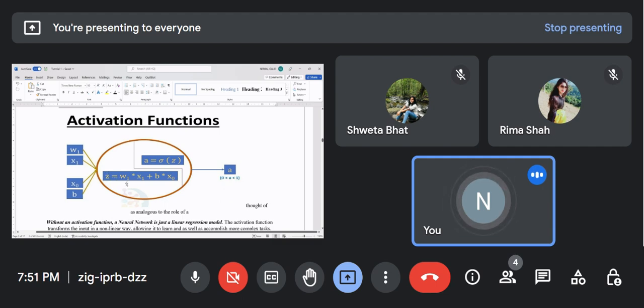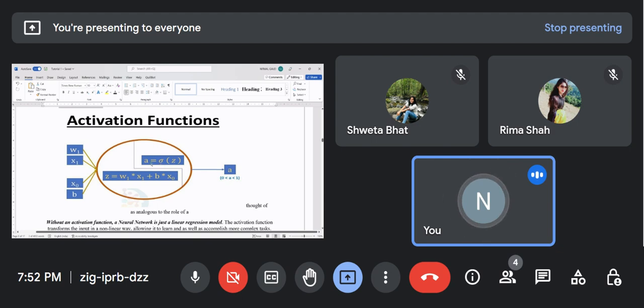As I told, w1 x1 is given as an input, so w1 x1 plus the bias. And here you have one more, the basic initial input x naught, that is multiplied by b. So w1 x1 plus b into x naught, and this you give to a particular function, sigma.